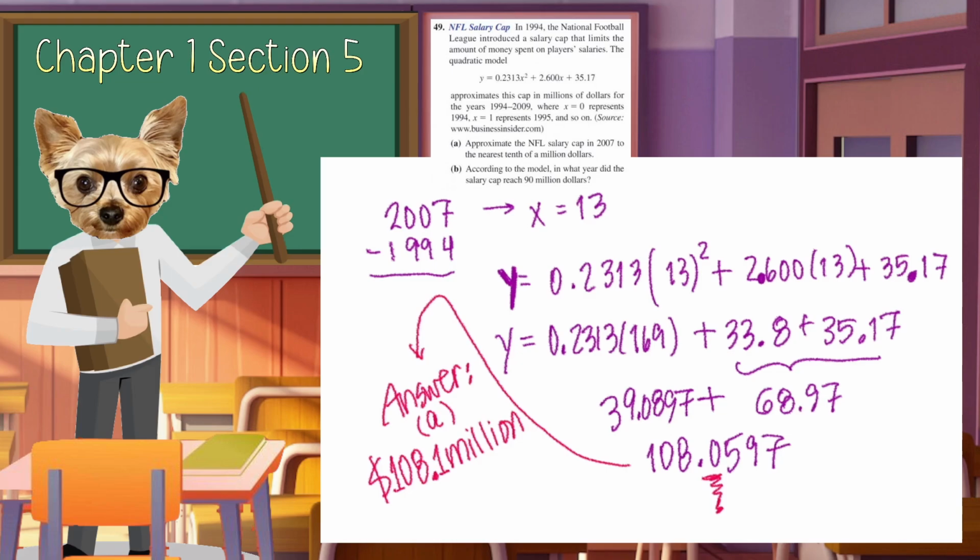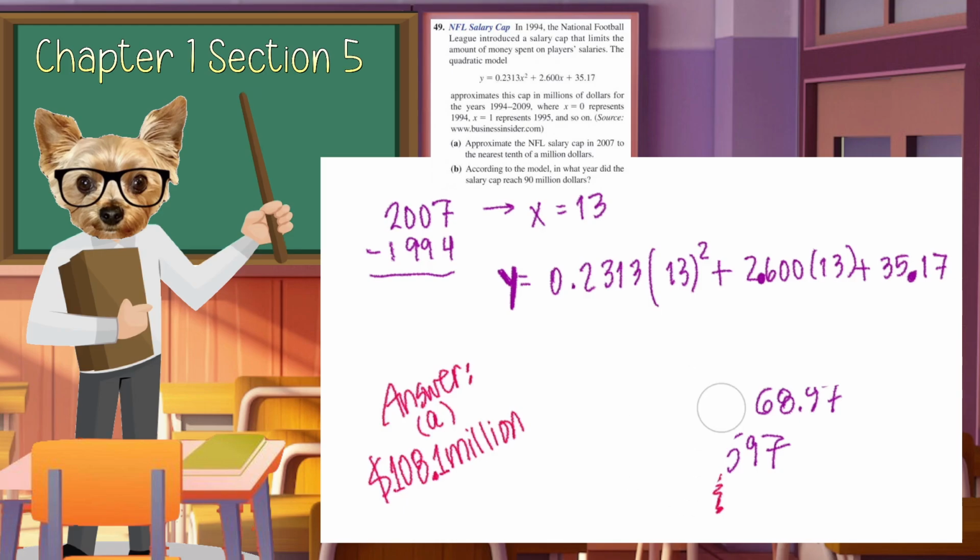Now for part B, according to the model, in what year did the salary cap reach $90 million? So for Y, we're going to plug in 90 because the unit is already millions of dollars. If you try to plug in 90 million, you're going to make a mess. So I'm going to leave the answer for part A on the side, and leave that equation up there, but I'm going to erase the 13 and erase Y, and let's go from here.